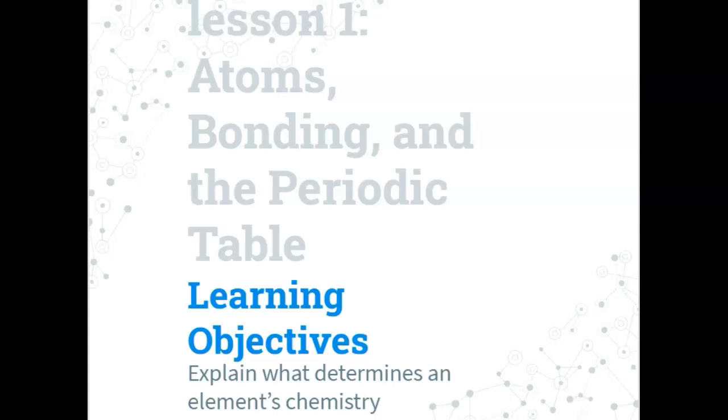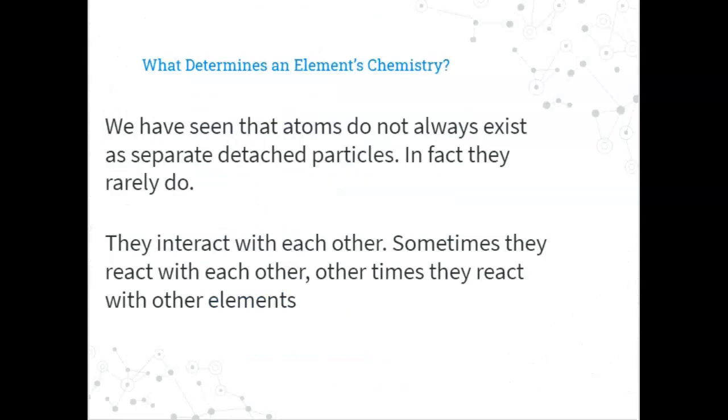Normally, we would do this kind of activity on a concept map, but today we are going to just go through it. So, we've seen that atoms don't always exist as separate detached particles. In fact, they rarely do. They interact with each other. Sometimes they react with each other. Sometimes they react with other elements. So, for instance, sometimes, like in our atmosphere, oxygen will react with oxygen, and we get the O2 we breathe. And then sometimes oxygen will react with hydrogen, and it gives us water.